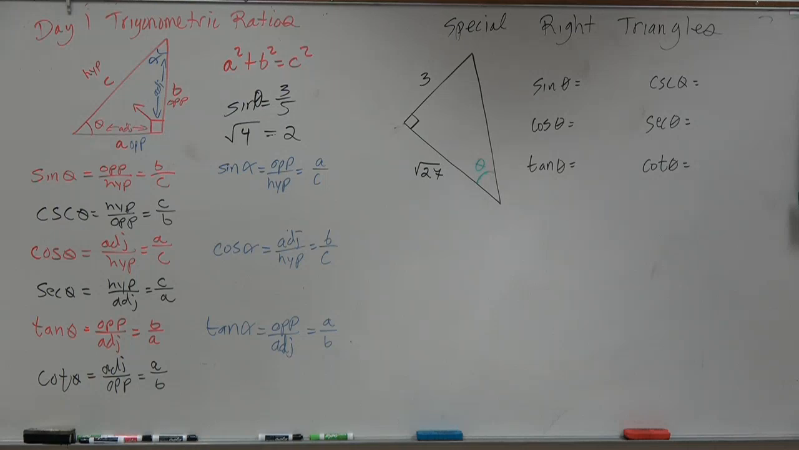A squared plus b squared equals c squared. Square root of 36.